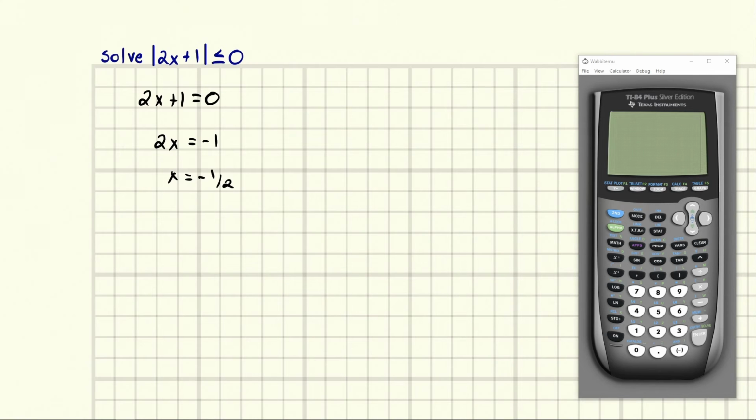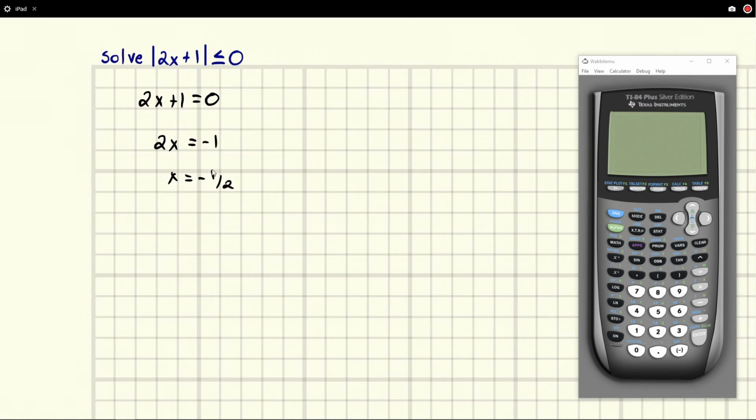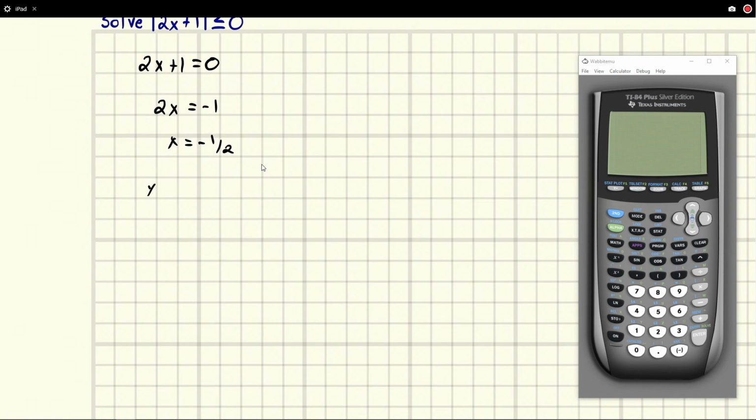We can go ahead and check this. Negative 1/2, so 2 divided by 2 is 1, and we'll be left with negative 1 here. Negative 1 plus 1 is 0, and the absolute value of 0 is 0, and that is equal to 0. So this is the one value that would make it true. We would say that x is an element of the set {negative 1/2}, and that's it. It's the only thing that would make this true. And so we would box this and say, here you go.